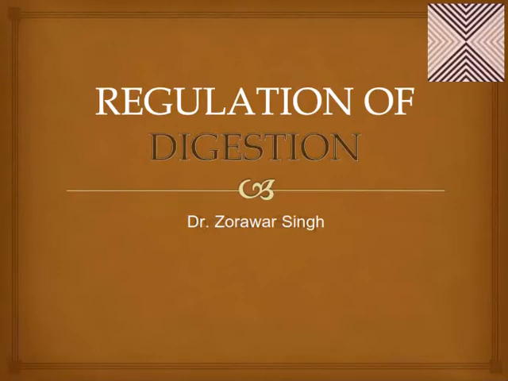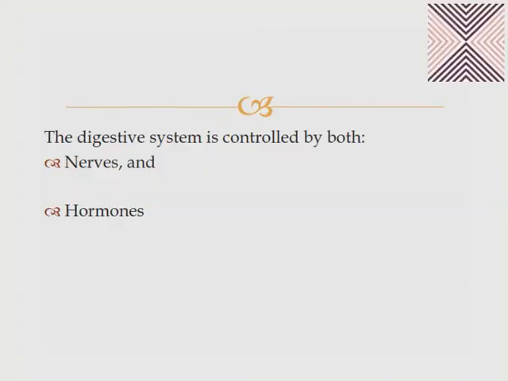So both these components are important in the regulation of digestive secretions. Now, if I take up the very first step, that will be the nerves and the hormones. So here it has been shown that the digestive system is controlled by both nerves and hormones.